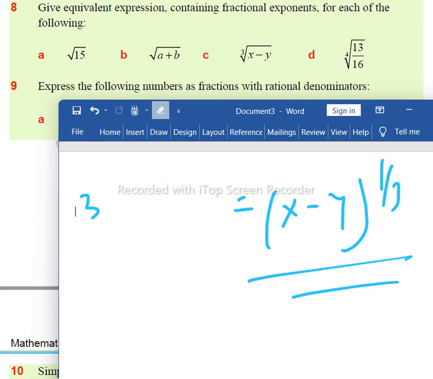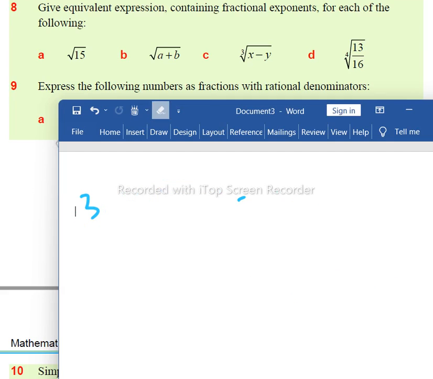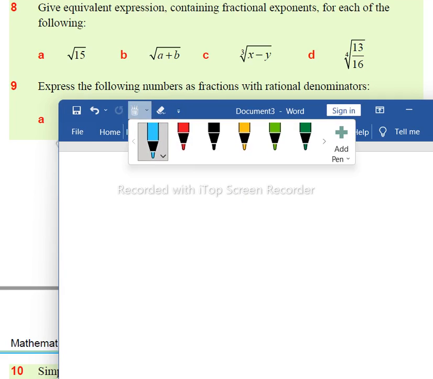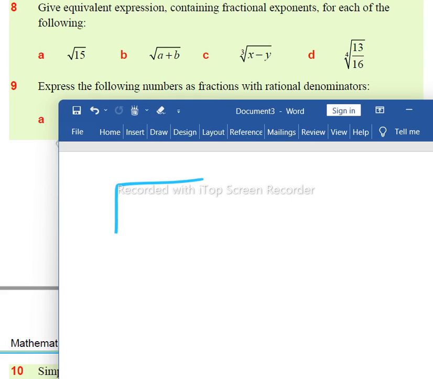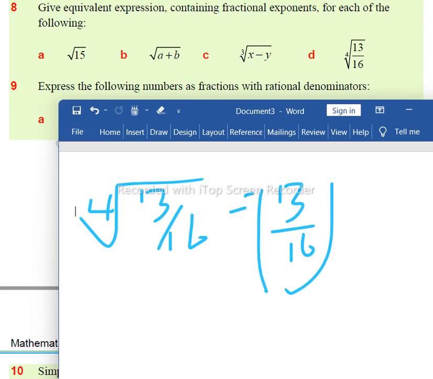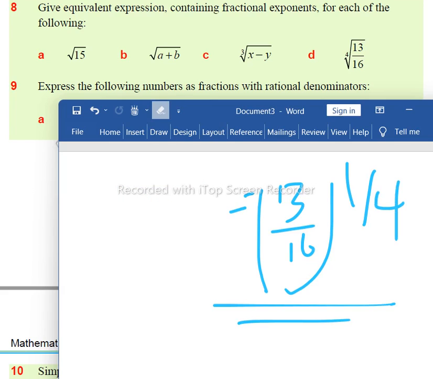Again, we have another question. Question letter D says we have the fourth root of 13 over 16. So we can write 13 over 16 to the power of 1 over 4. So this is a very simple question. We can write like this. Let us move to question number 9.